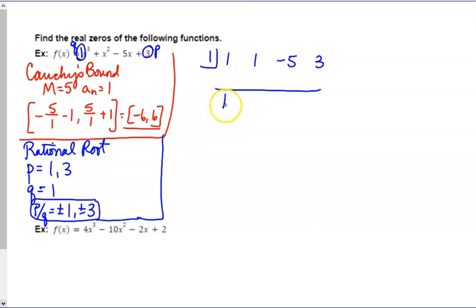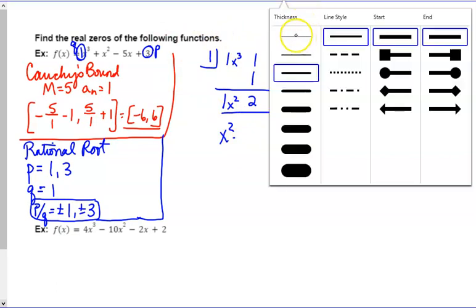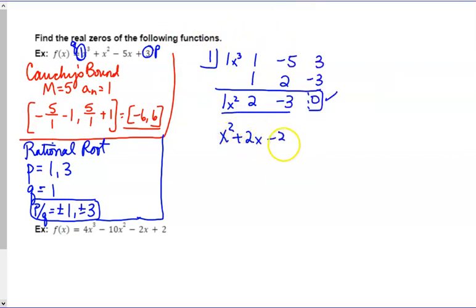So let's bring our 1 straight down. Multiply by 1, put it here, gives me a 1. Add gives me a 2. Multiply gives me a 2. Add gives me negative 3. When I multiply by 1 gives me negative 3. And looky there, on our first try I get that remainder of 0, which is good. Because remember, this becomes x cubed, that's what we started with. And when I divide it once, this now becomes an x squared. So this polynomial gets extracted to be x squared plus 2x minus 3. From right here, these coefficients come down, and that gives me my new x squared polynomial. So I'm dividing it down.